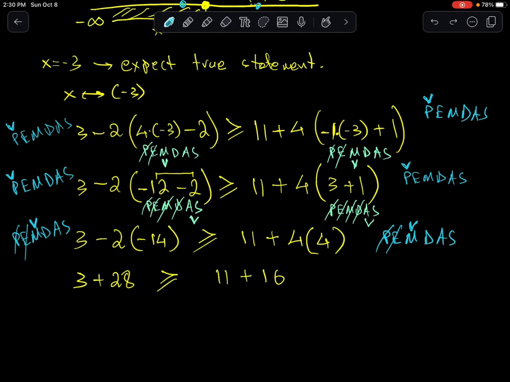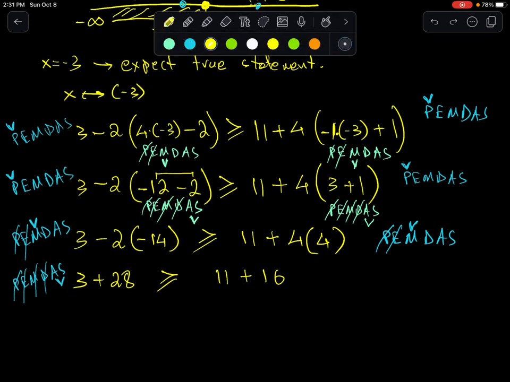I use a new PEMDAS to the left and a new PEMDAS to the right. Let's start with the left hand side. Do I have a parenthesis on the left? No. Exponents? No. Multiplication? No. Division? No. Addition, subtraction? Yes. Are they like terms? Yes. I can do addition, subtraction, and this is how I'll proceed on the left hand side. Okay, so 3 plus 28, that is 31.